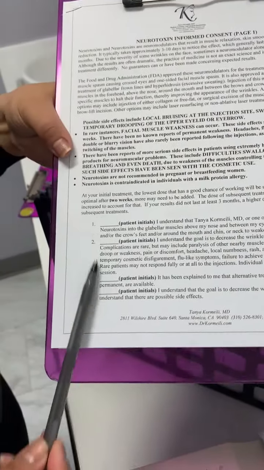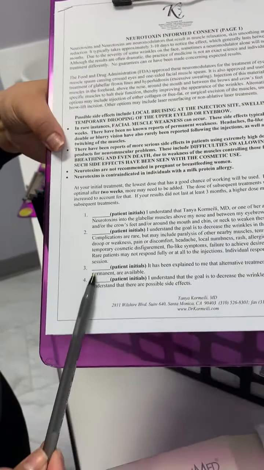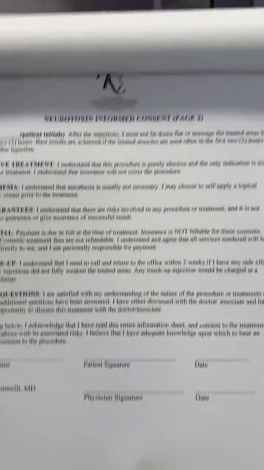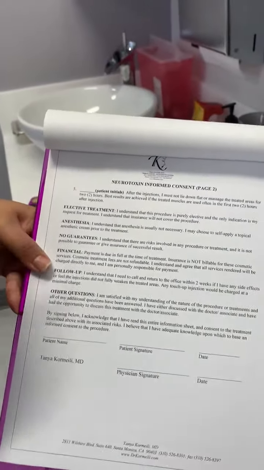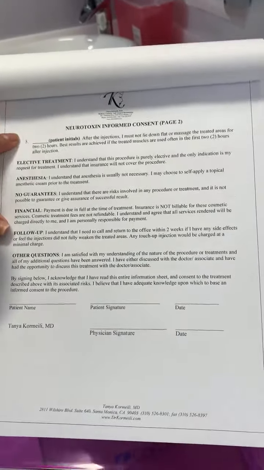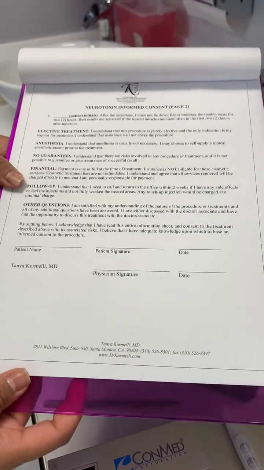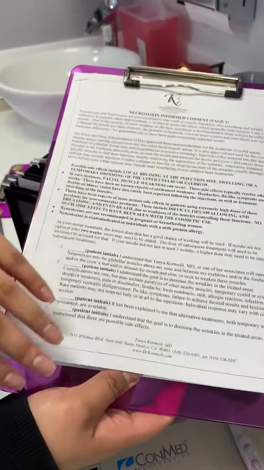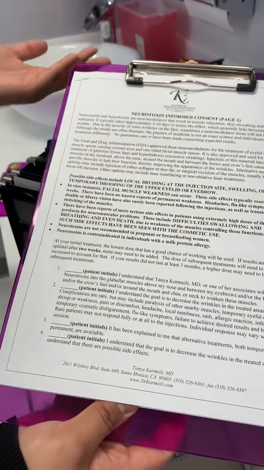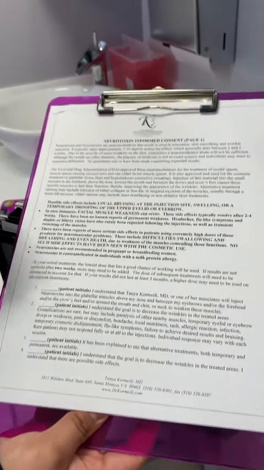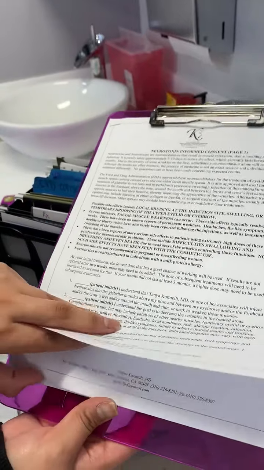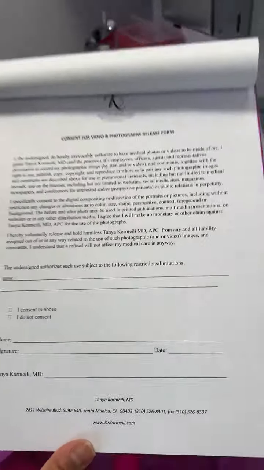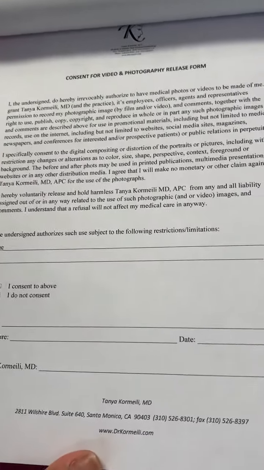We do need initials here after they read the consent. On the second page, there is an initial at the top, which is very important that we make sure they initial as the patient before they get the treatment done. Also, name, signature, and date. The consent will walk them through what to expect, what they're going to be doing in the procedure. We do also have the photo consent that we give to all cosmetic patients.